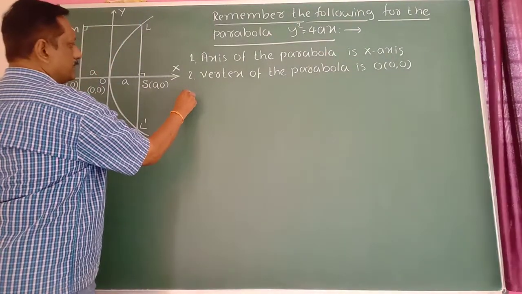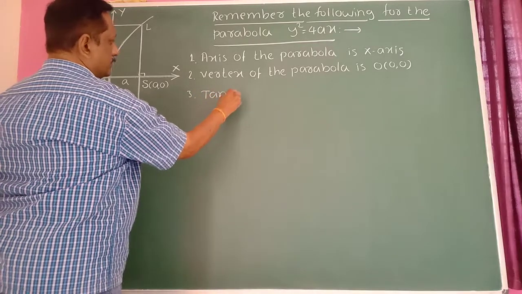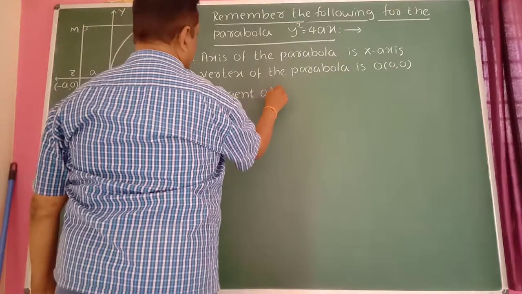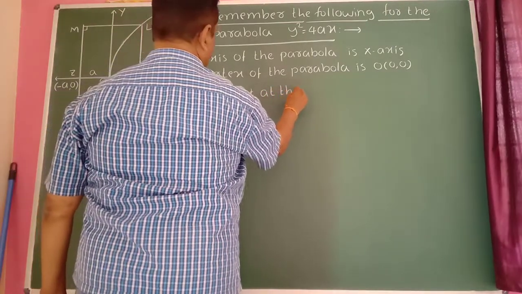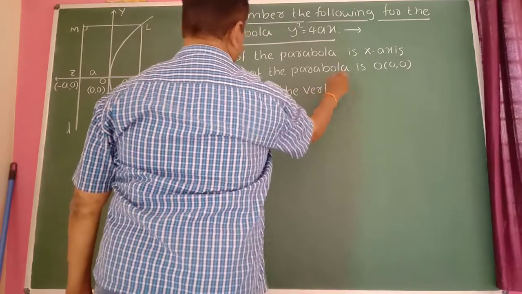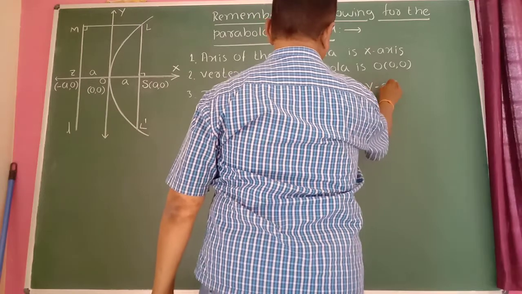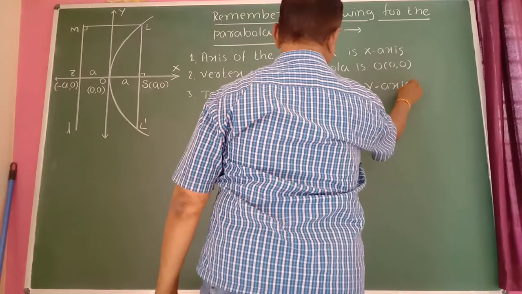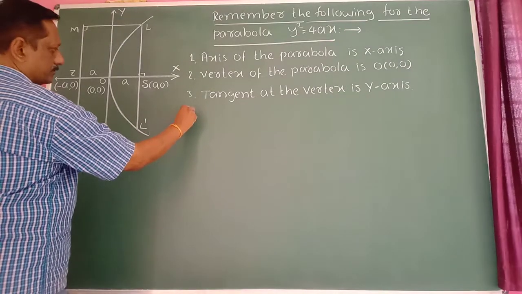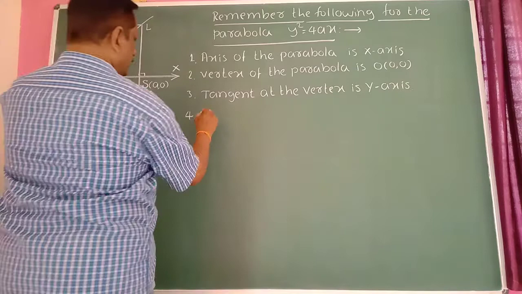Okay, third one: the tangent at the vertex is the y-axis. Then the fourth one: the focus is a, 0.